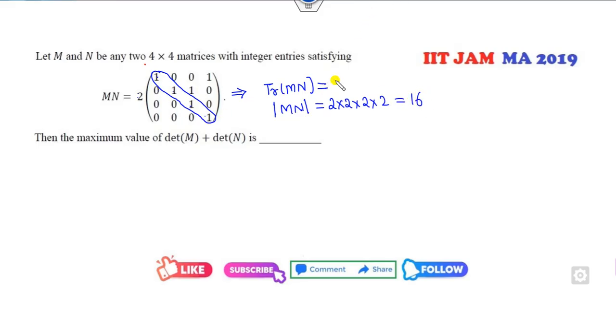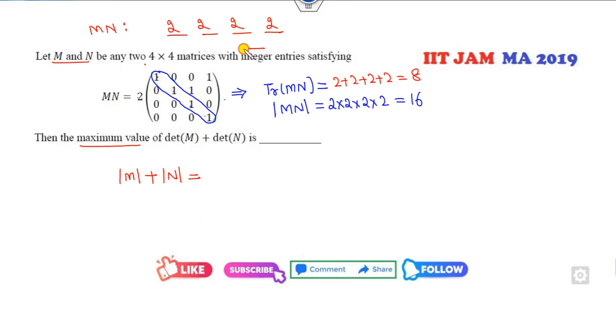What is the trace? Trace is the sum of the eigenvalues. So what are the eigenvalues of this MN? 2, 2, 2 and 2. Then the maximum value of this, determinant of M plus determinant of N. M and N are two matrices with integer entries. That's the most important target. Always remember, if the matrix has integer values, then the determinant of M is also an integer.